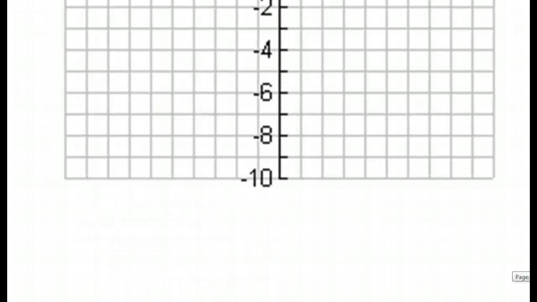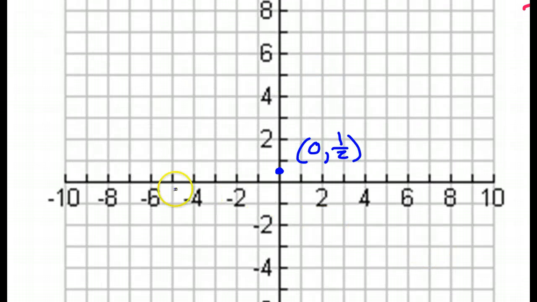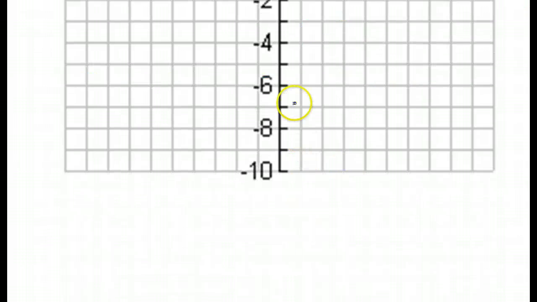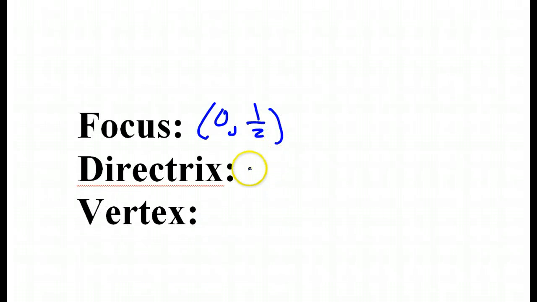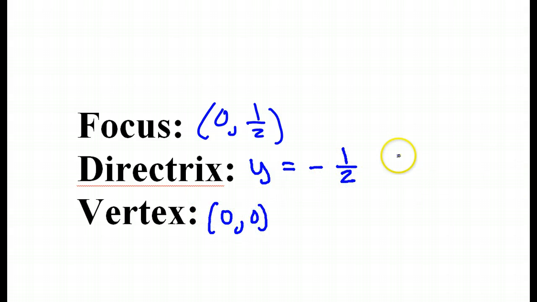Alright, now the directrix should be in the opposite direction. Okay, so the directrix is going to be like right here at -1/2. Alright, I feel like I didn't put enough dots in there. Alright, but anyway, the directrix. Horizontal lines are always y equals, so this will be y equals -1/2. Alright, vertex is still 0, 0 for today.